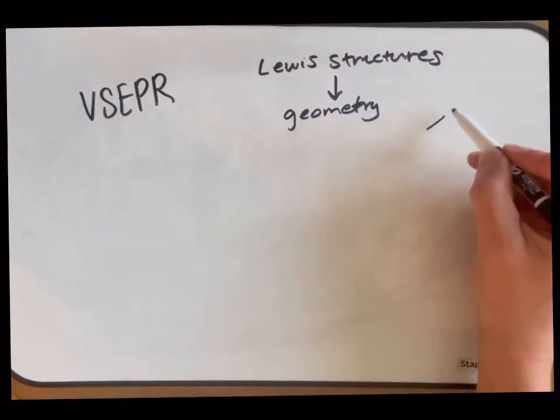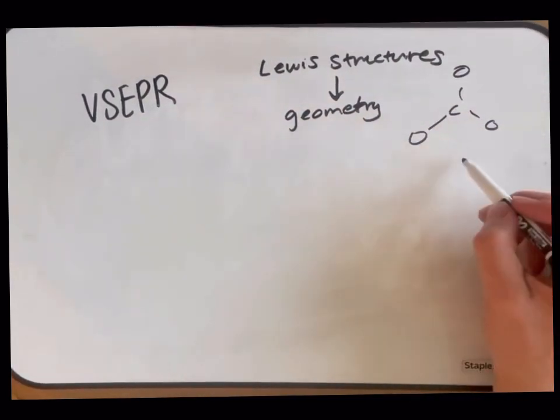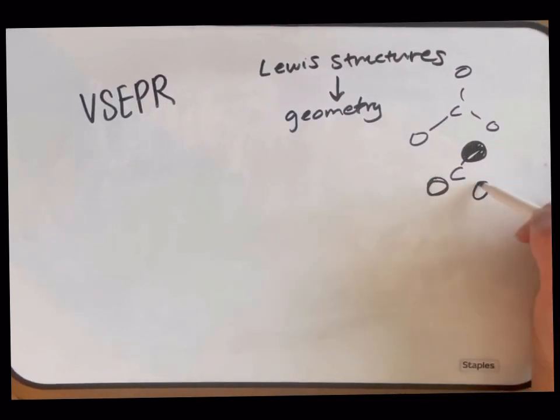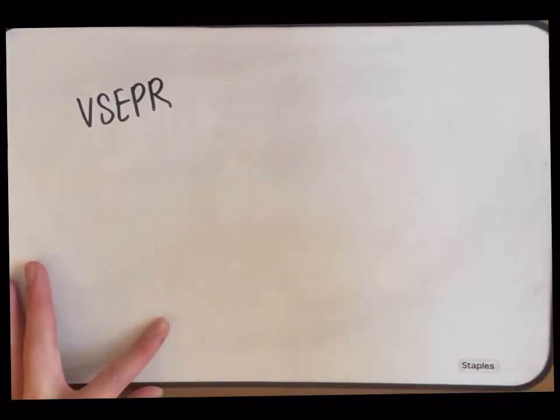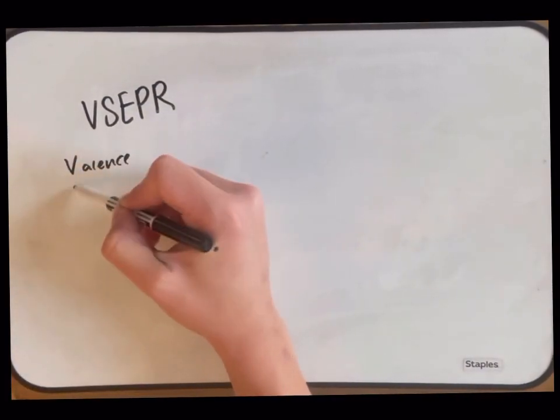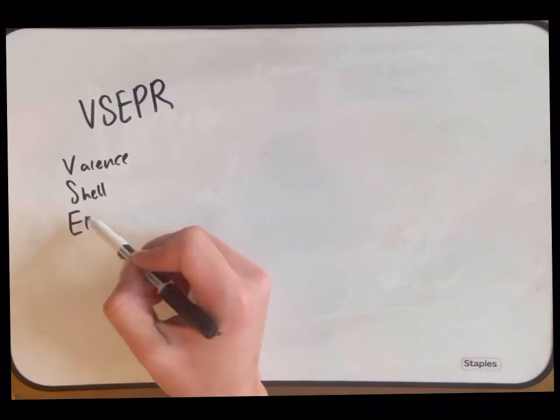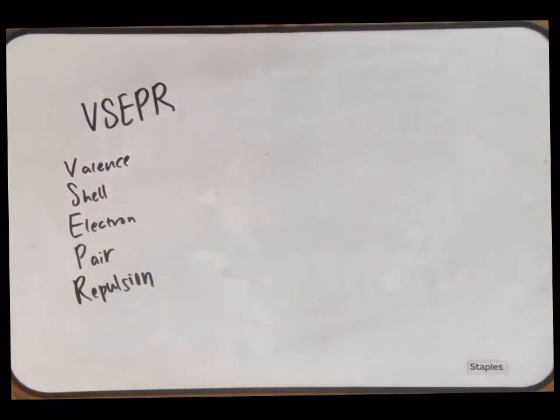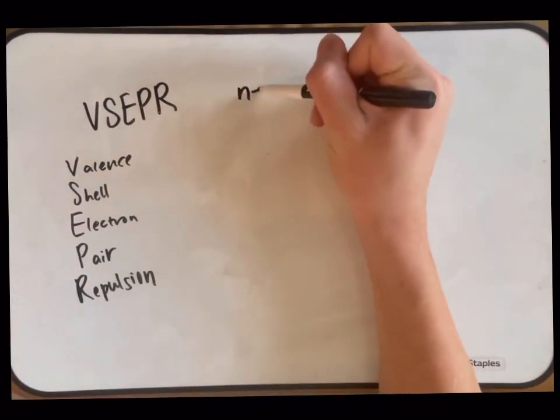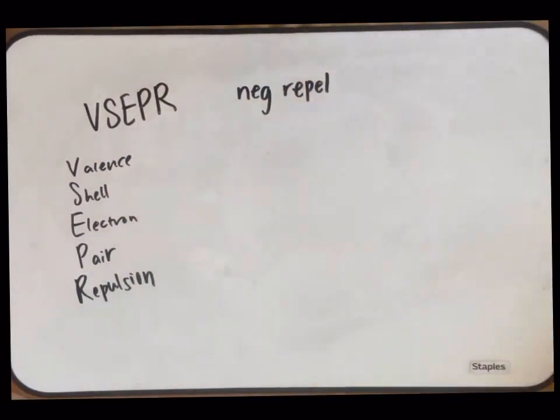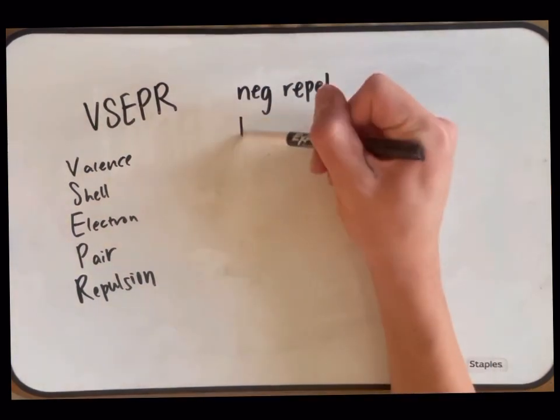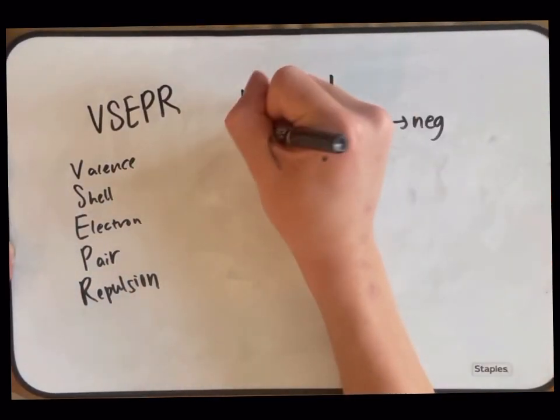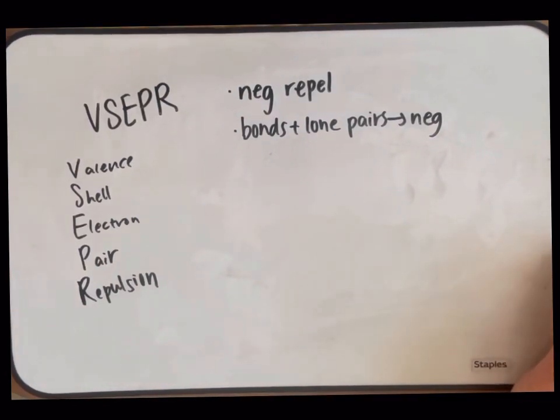So Lewis structures don't talk about geometry, right? This diagram right here does not show 3D. You know, those 2 might be in front, some are going to be in the back. So valence shell electron pair repulsion is what VSEPR stands for. And basically, negatives repel each other, and bonds and lone pairs are negative because they're made up of electrons.